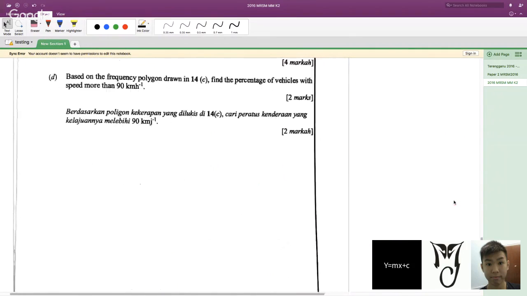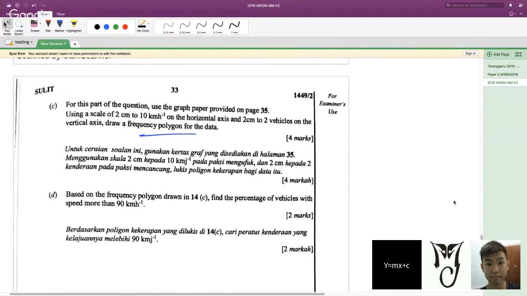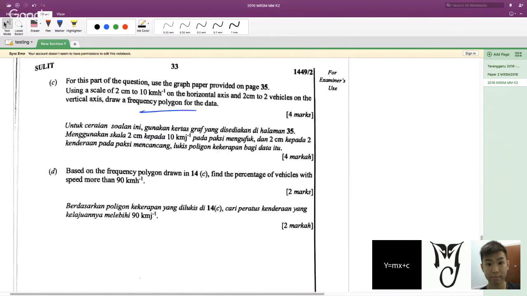Then the last part, they ask you to draw the frequency polygon. For the frequency polygon, this is horizontal and this is vehicle. It's very simple. You have to make sure your horizontal axis always uses the midpoint, all the time. And for this axis you use frequency. Don't use cumulative frequency, just use frequency.